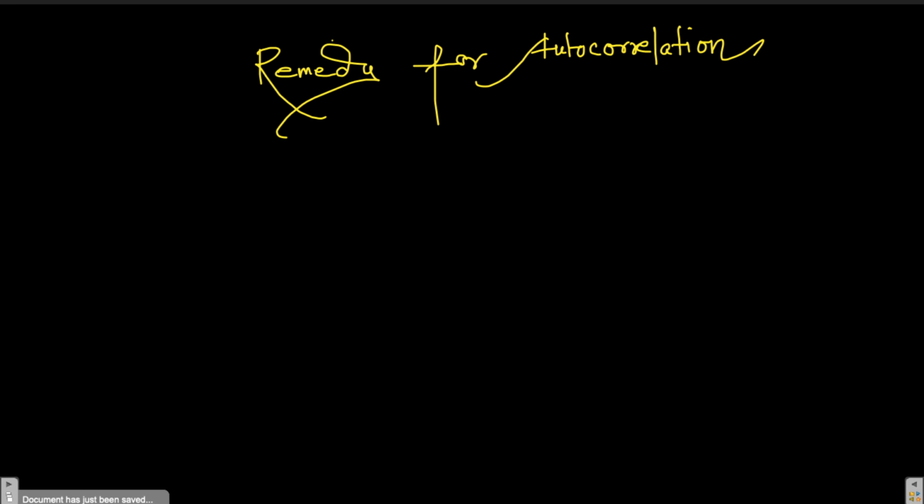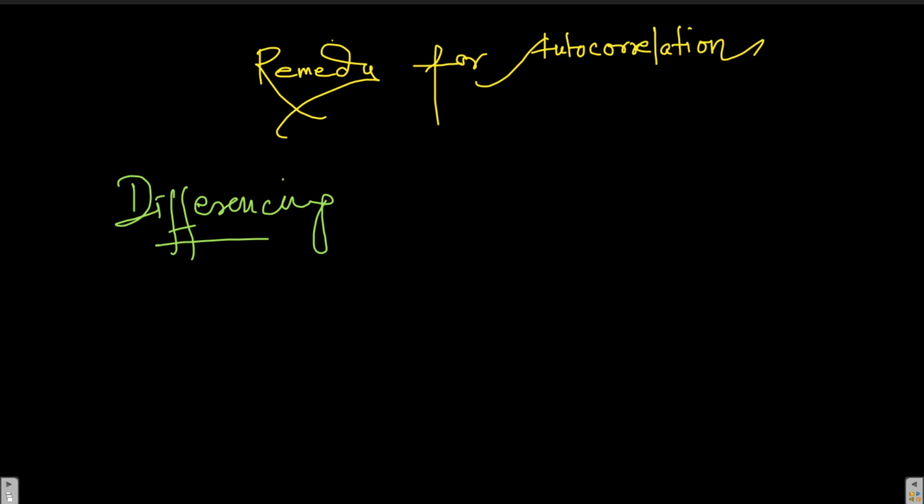As I told you previously, one very important remedial measure that we take to get rid of autocorrelation is differencing. So we'll see what differencing is and how we actually perform it. Let me write down differencing. Let me use a different color. Differencing technique we'll talk about.